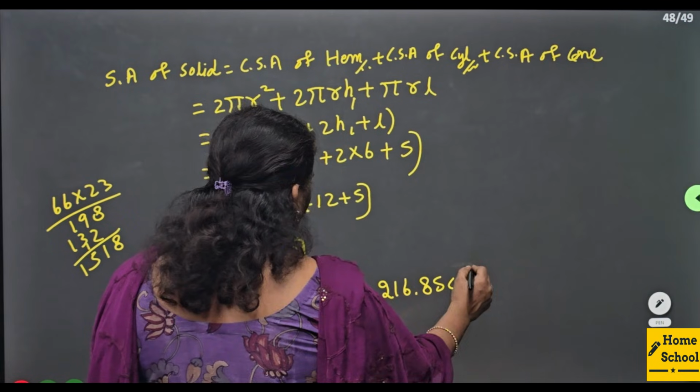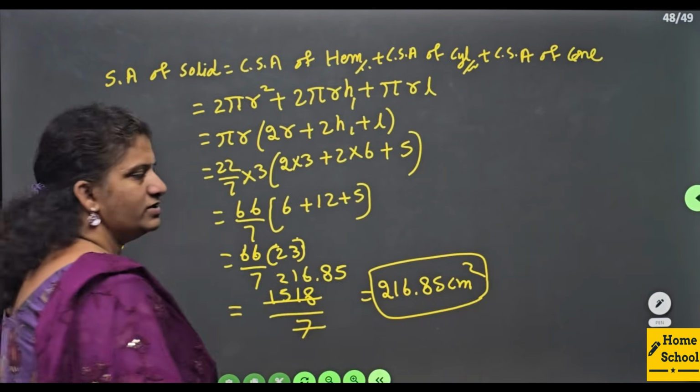216.85 centimeter square is the surface area of the solid.